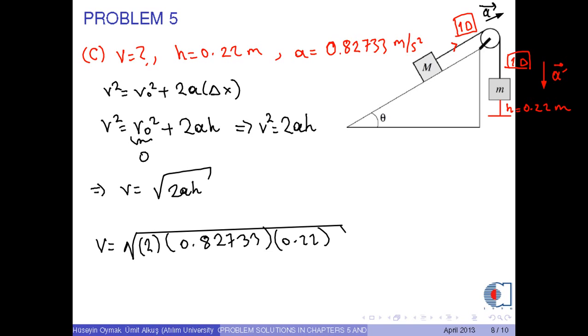Finally, we put the corresponding values here as the square root of 2 times 0.82733 meters per second squared times 0.22 meters, which is approximately 0.603 meters per second. Alright, this is the end of the discussions about problem 5, and let's solve the last problem.